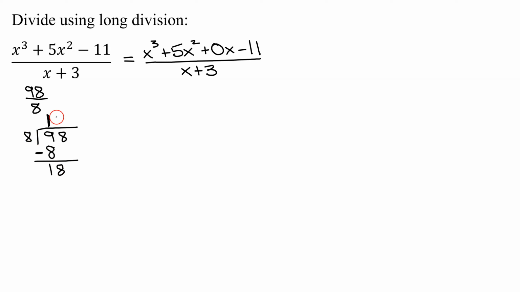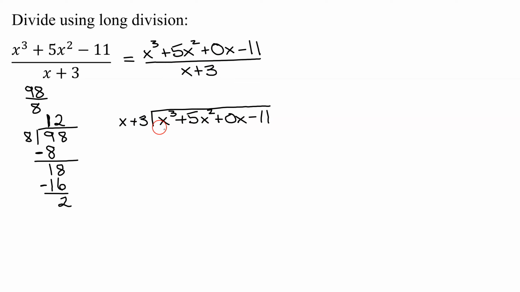8 divides into 18 2 times. 2 times 8 is 16. Subtract. 18 minus 16 is 2. So this is 12 with a remainder of 2. And that's the process I'm going to do with my polynomials. So I write my division bracket, and my numerator or dividend goes underneath, so that's why I'm putting x cubed plus 5x squared plus 0x minus 11. And my denominator, my divisor, goes outside.